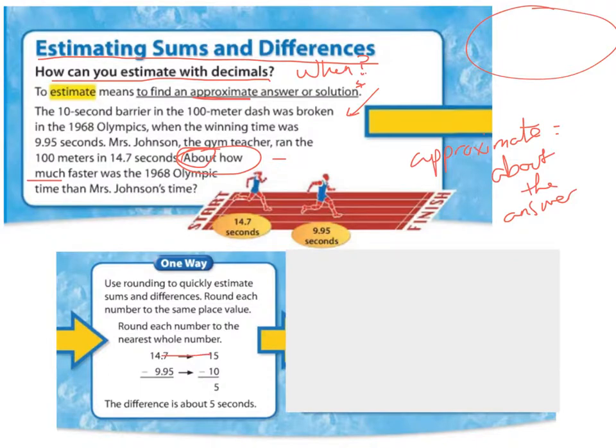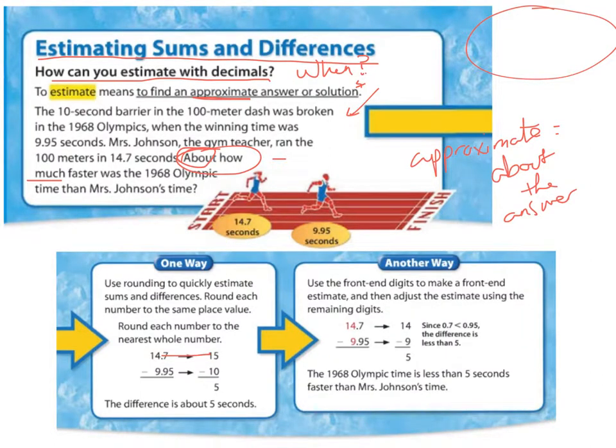Now I'm thinking, what is the next way? So another way to estimate, and this isn't wrong, it's just different, is to use the front end digits to make a front end estimate. So let's look at this. See, they put in red 14 and 9. So the front end, I know now that's just looking at the whole numbers. So they did 14 minus 9, and they got 5.